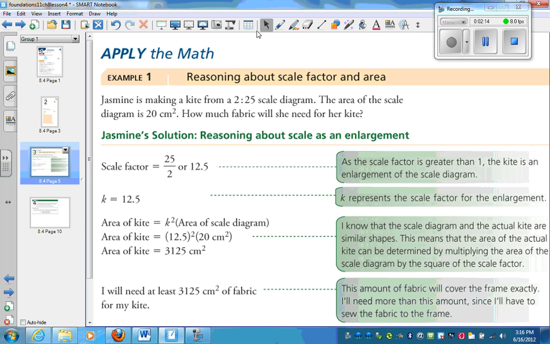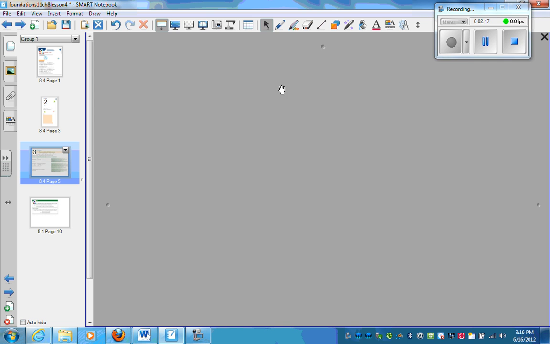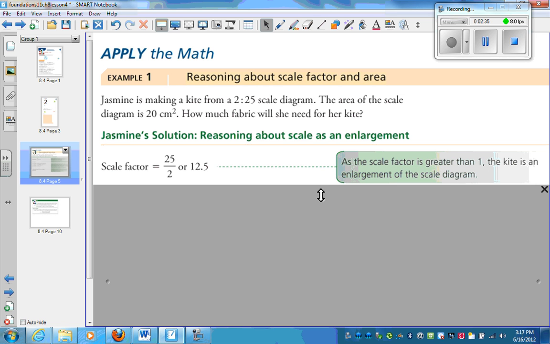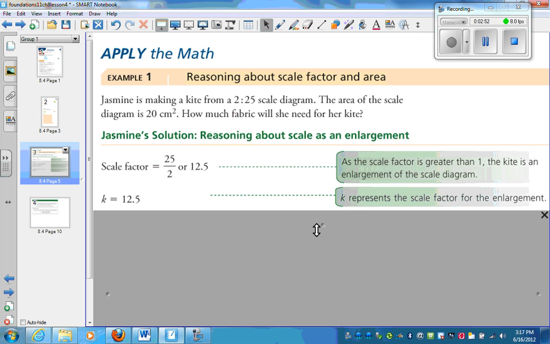Okay, let's look at another example here. We have Jasmine making a kite from a 2 to 25 scale diagram. The area of the scale diagram is 20 centimeters squared. How much fabric does she need for her kite? So it's a 2 to 25. She said the scale factor is 25 to 2. Her normal one is 25, her scale diagram is 2. So it's 12.5. I know that it's an enlargement. The kite is bigger than the diagram. Makes sense, big kite. So my scale factor is 12.5.